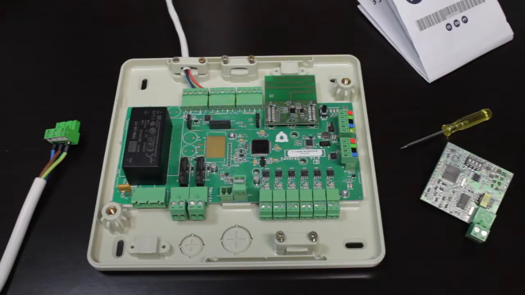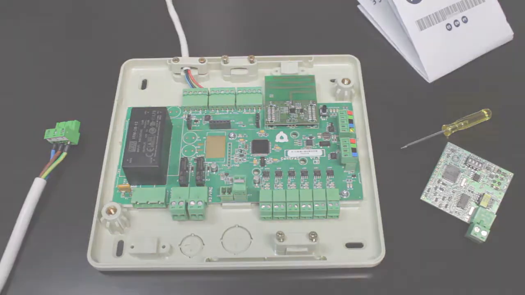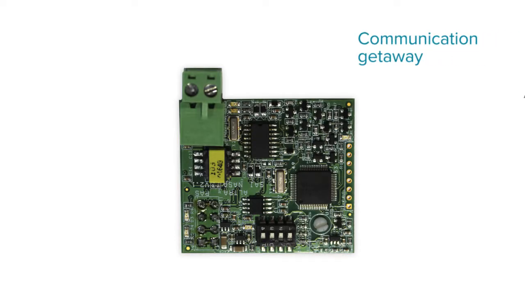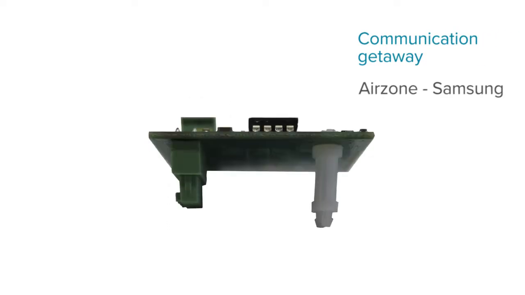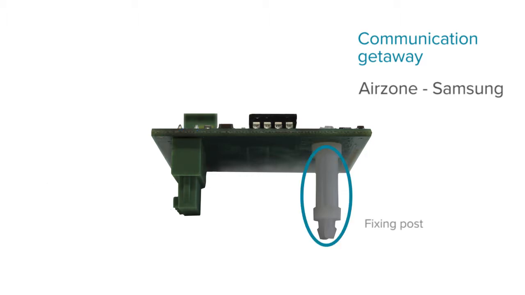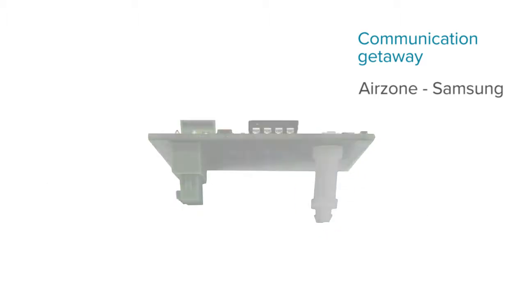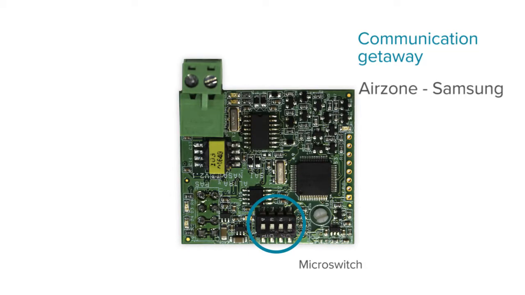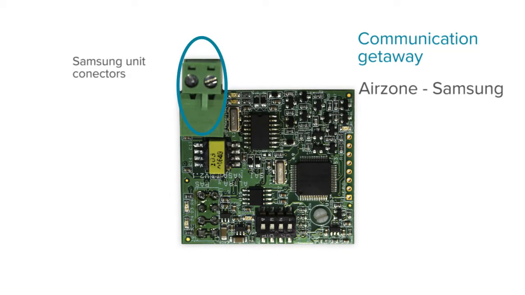In this video, we show you how to connect and configure the Airzone-Samsung communication gateway. The gateway is made up of three elements: a connector for the Airzone system's main control board and a fixing post, a configuration microswitch, and a connector for the Samsung AC unit.